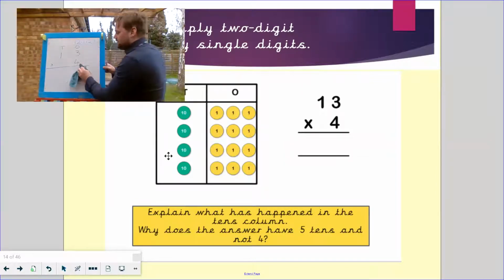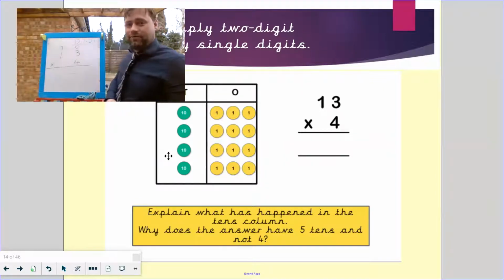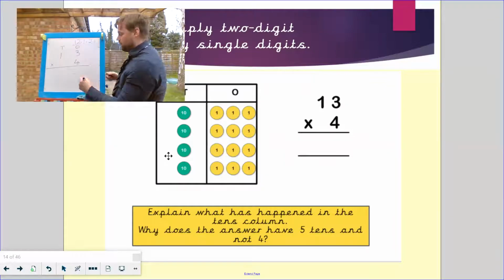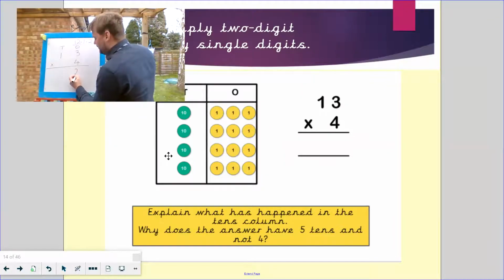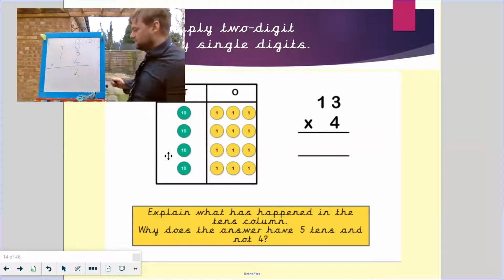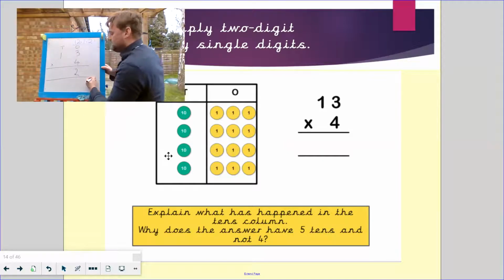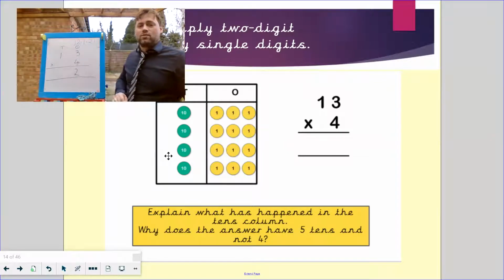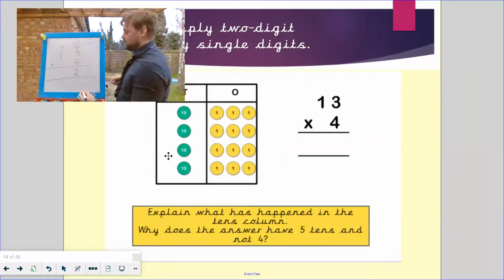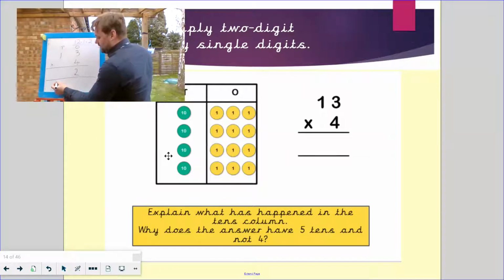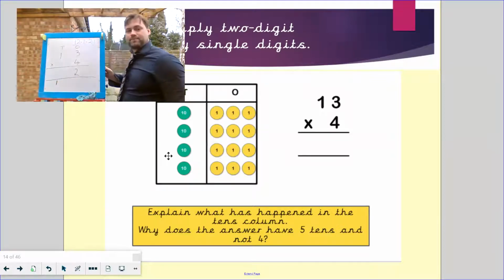So what we do is 3 times 4 first, as always, but then it gives us 12. We put the ones of the 12 in the ones column. But the 10 from the 12, we've got now 10 ones. We have to exchange it, and it now goes into the tens column. So that 10 is now represented there.